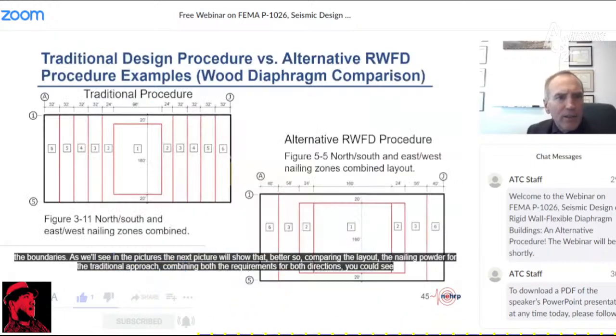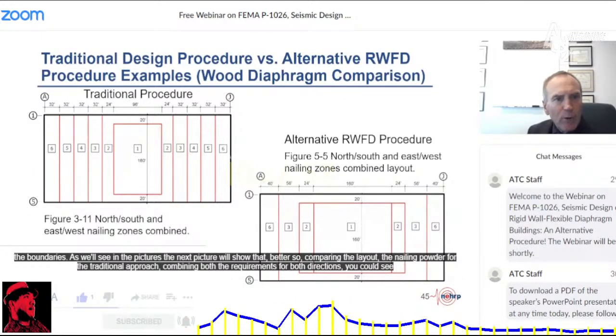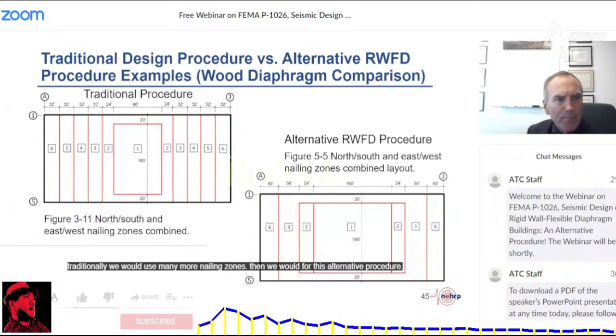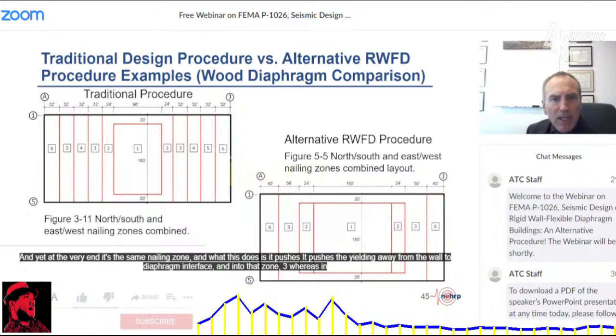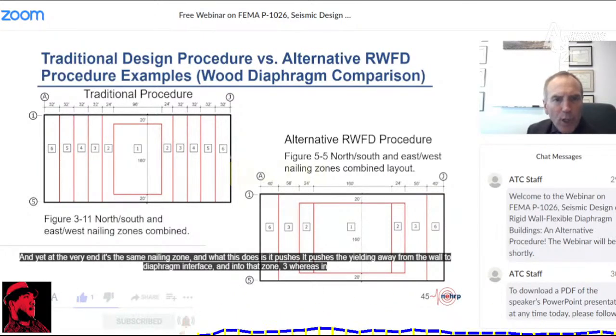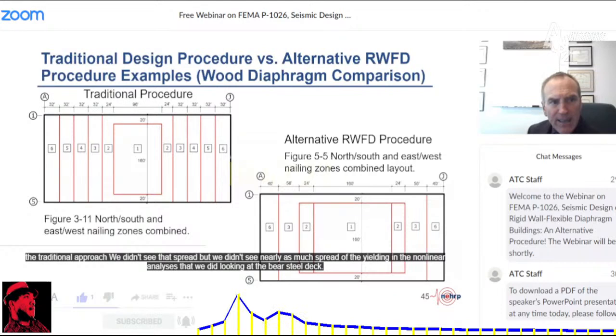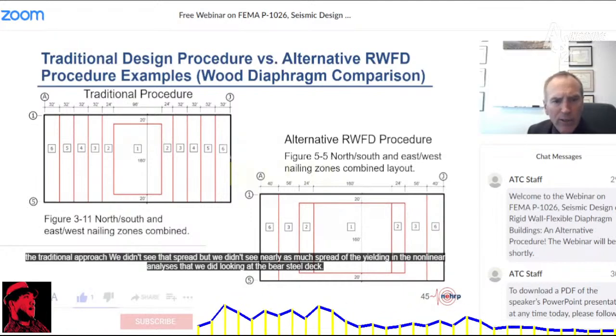So comparing the layout, the nailing pattern for the traditional approach, combining the requirements for both directions, you can see traditionally we would use many more nailing zones than we would for this alternative procedure. And yet at the very ends, it's the same nailing zone. What this does is it pushes the yielding away from the wall to diaphragm interface and into that zone 3, whereas in the traditional approach, we didn't see nearly as much spread of the yielding in the nonlinear analyses that we did.